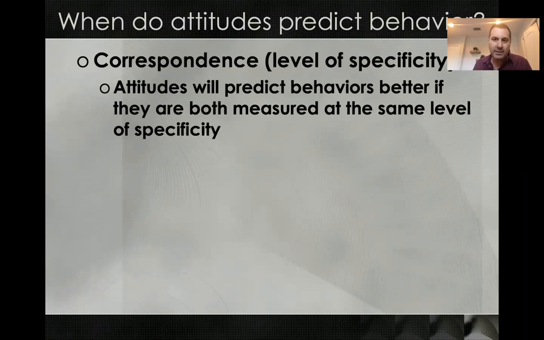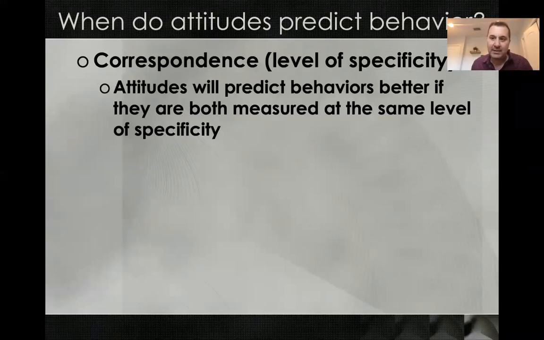Maybe the most important condition under which attitudes are related to behaviors is that an attitude has to be measured at the same level of specificity as the behavior. There has to be correspondence. Here's what I mean by that. When you're measuring a behavior, you're usually measuring a very specific behavior, right? And if you want an attitude to be able to predict that behavior, you need to measure the attitude at the same level of specificity.